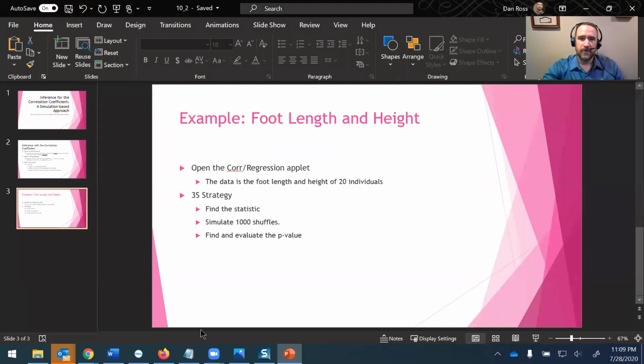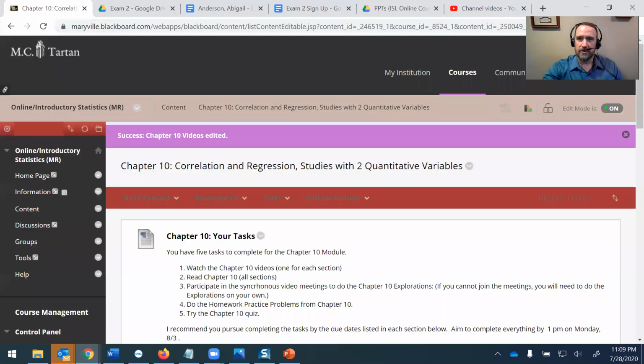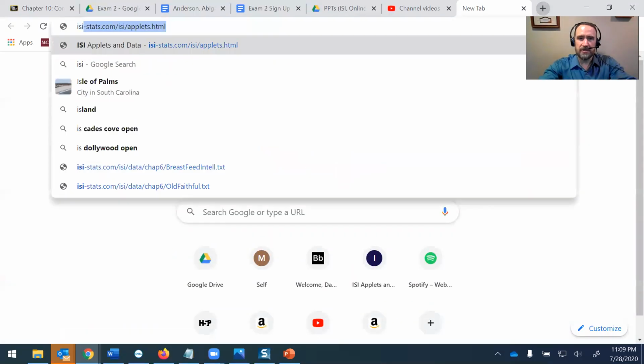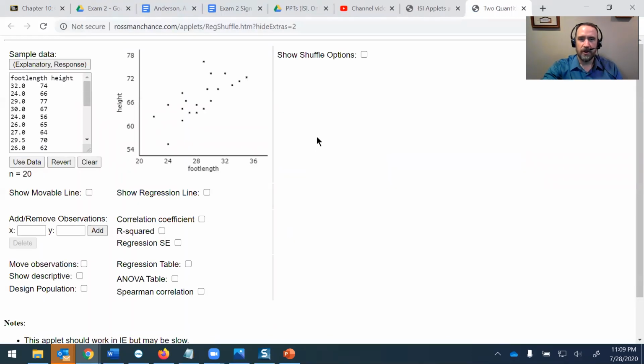So I'm going to go ahead and pull up our applets here. We're going to try out a new applet this time. It's called the correlation regression applet, and this is the only applet we'll use for this entire chapter, chapter 10. Here's the foot length and height data in there by default. You can see there's 20 pairs of data, and we've got a scatter plot.